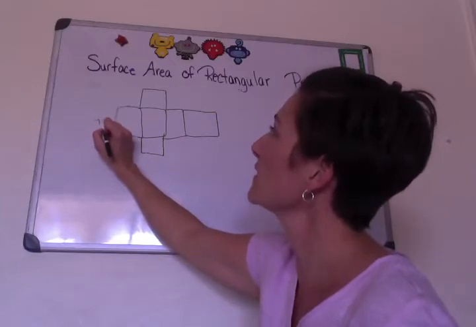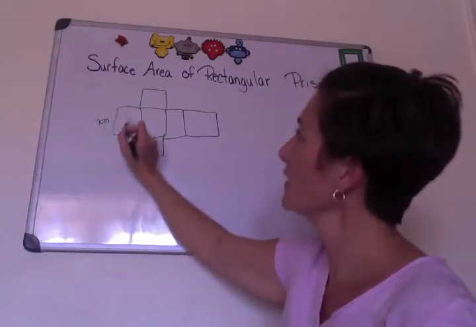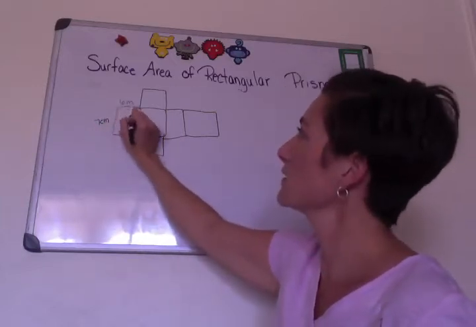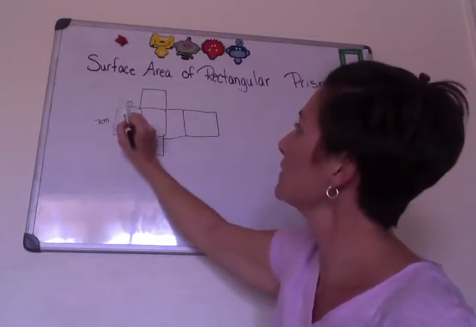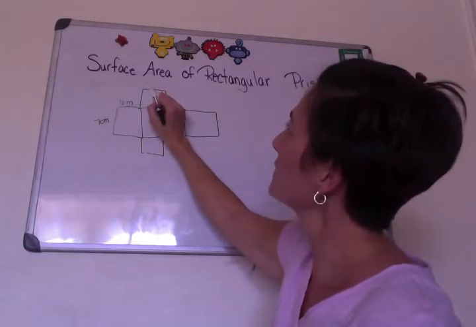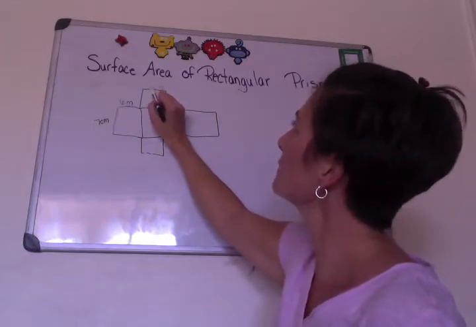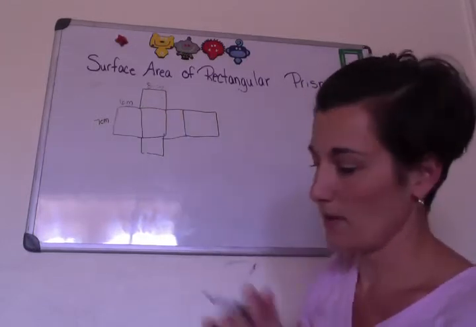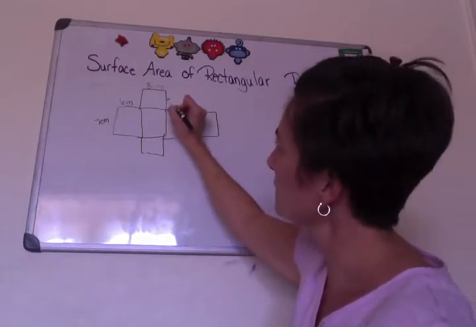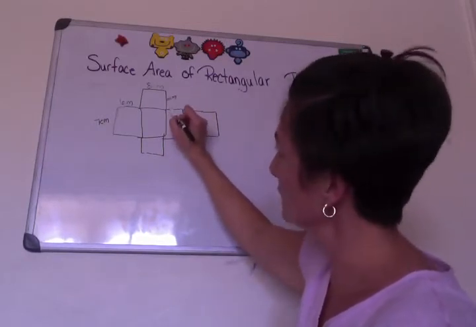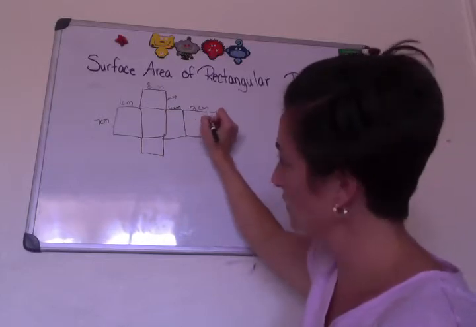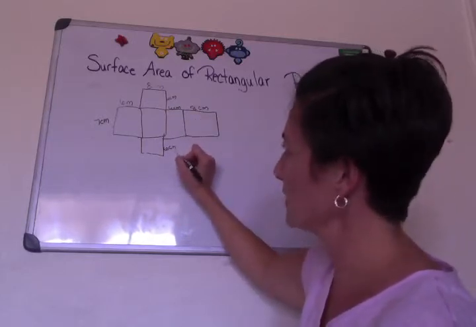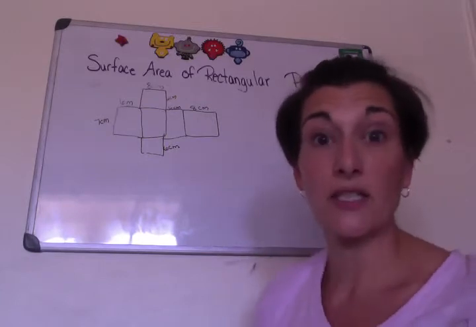So let's say that this is 7 centimeters. This is 6 centimeters. We have, oh, why am I writing centimeters? There we go. 8 centimeters. There we go. And this is 6 centimeters. And we have 6 centimeters here. And we have 8 centimeters. And we have 6 centimeters. Gosh almighty, this looks really confusing.